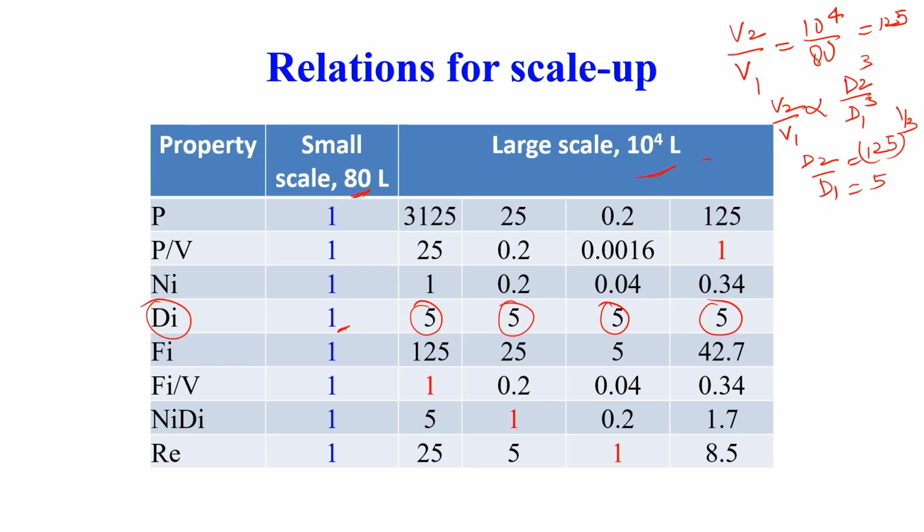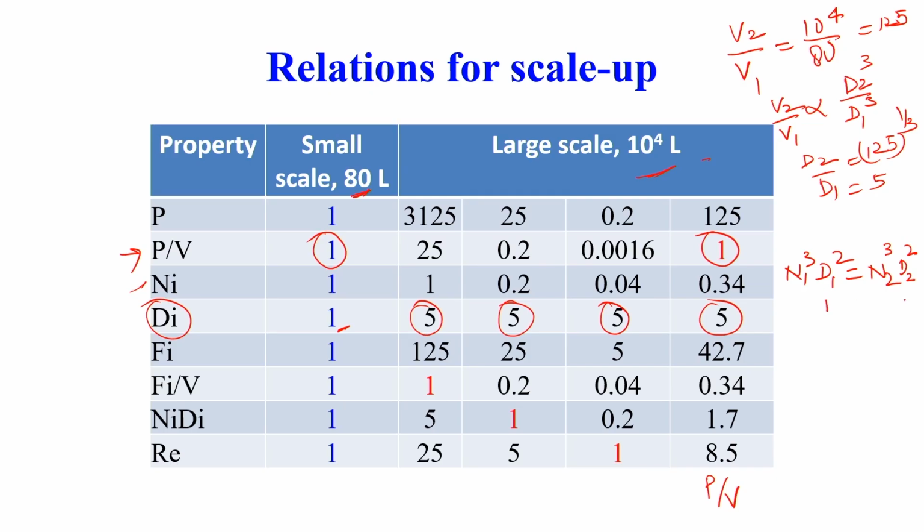Now, second thing, let us apply the criteria. The first criteria is for the small scale P upon V was 1 and for the large scale P upon V is again 1. It means we are applying the criteria of constant P upon V, and if it is constant P upon V, we can calculate. First we need to calculate the Ni. How will we calculate Ni? You consider it turbulent flow. The criteria will be then N1 cube D1 square equals N2 cube D2 square.